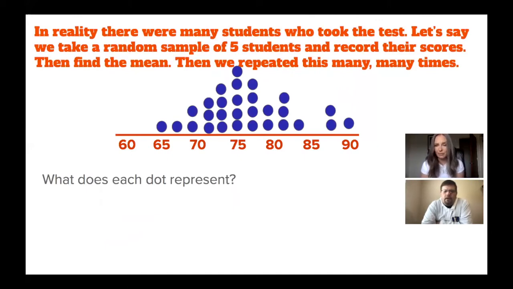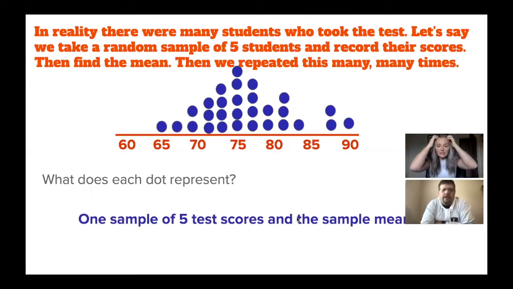What does a single dot represent, Mr. Robbie? It represents the mean of the five that you pulled out each time. So now, guys, this is when statistics starts to become a little more challenging, because you're going to want to think to yourself, well, a dot represents a test score of 65 or a test score of 75, but you have to know what you're looking at. We're no longer looking at a single score, a single person, a single thing as a dot.